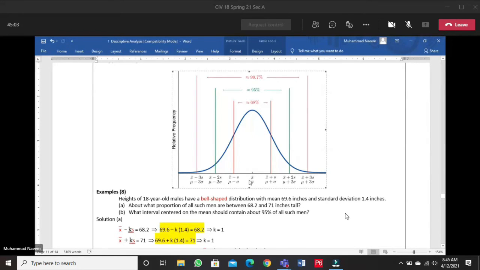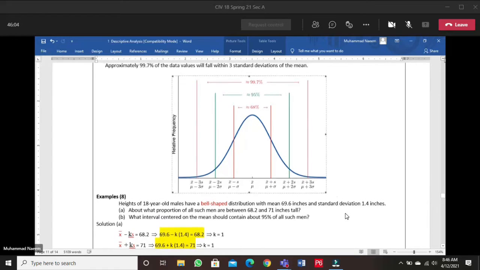If we move two standard deviations on both sides, by subtracting two S from the mean value we are here, and by adding 2S to the mean value we are here. So this interval with green lines is the two standard deviation interval. And similarly, we have the three standard deviation interval. So this smaller interval, the one standard deviation interval, contains approximately 68% of the data. Two standard deviation interval contains 95% of the data, and three standard deviation interval will contain 99.7% of the data.